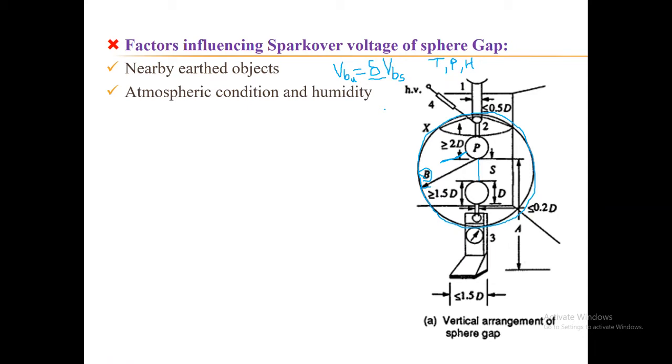Pressure, as you can see over here between the two spheres, the air is acting as a dielectric material, so it obviously follows Paschen's law. Okay, so if the pressure is more, it needs a higher value of voltage to initiate the discharge. If the pressure is lower than atmospheric, again it needs a higher value of voltage to create the discharge between the two electrodes. So ultimately the pressure can also affect the spark over voltage of the sphere gap.